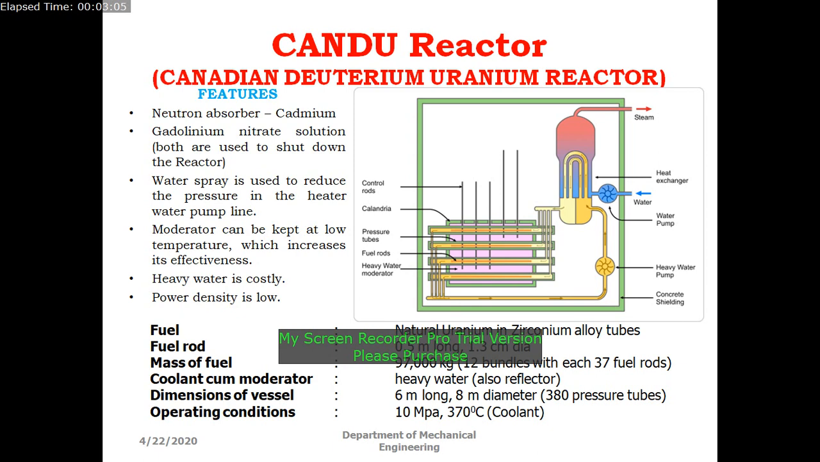Coming to the deuterium, it is used as a coolant as well as moderator and reflector also. Here we are taking it as deuterium oxide. We are also calling it heavy water. In this reactor, the quality of deuterium oxide is nearly 99.8%. And coming to the movement of deuterium oxide, it is serving three purposes. One is as a coolant, second is moderator, and the third is a reflector.